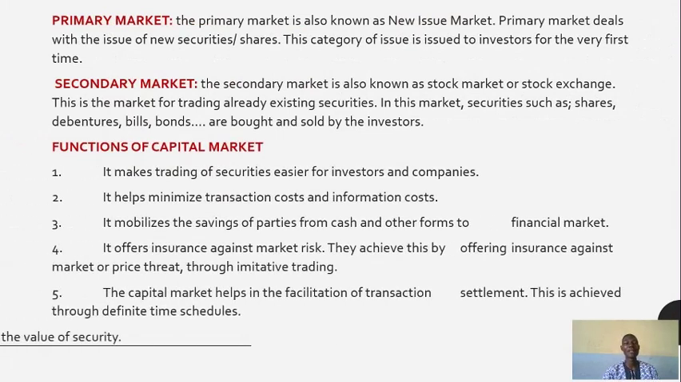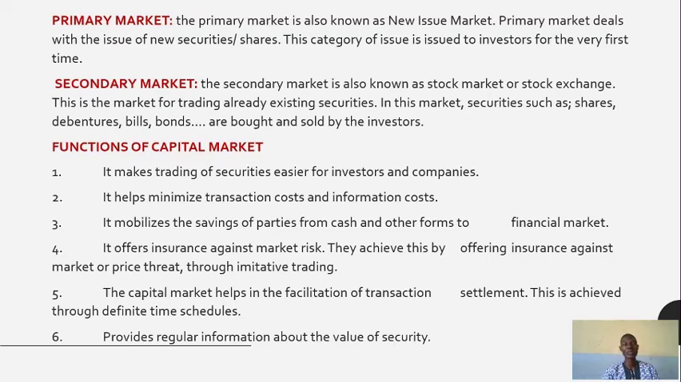Then we are going to define primary market. The primary market is also known as new issue market. You must note that. It's also known as what? New issue market. Primary market deals with the issue of new securities or shares. This category of issue is issued to investors for the very first time. That's why we call it primary market for new issue.